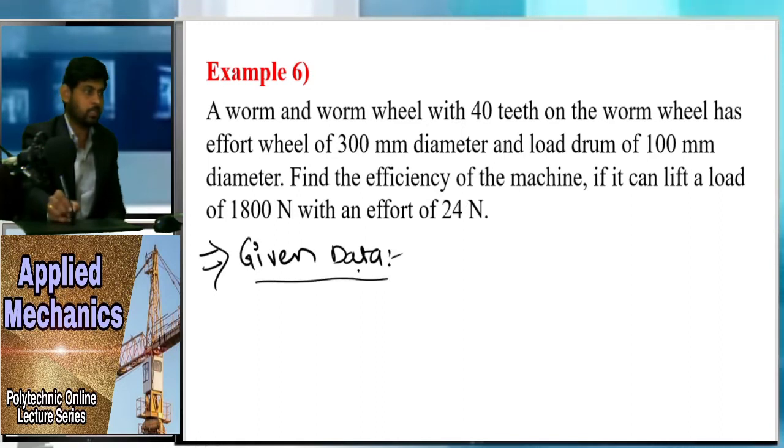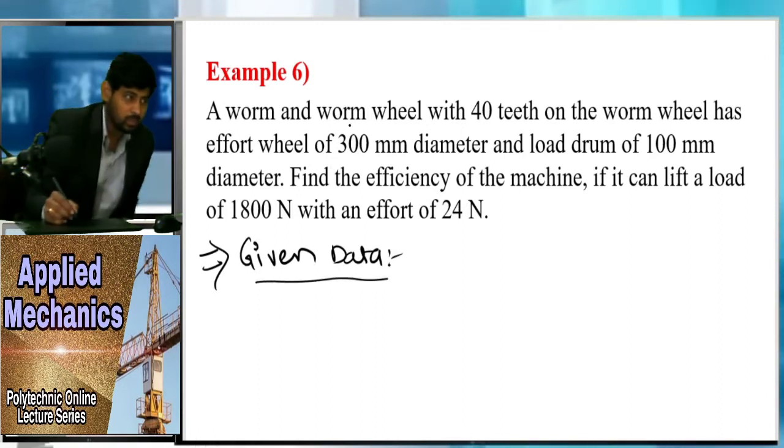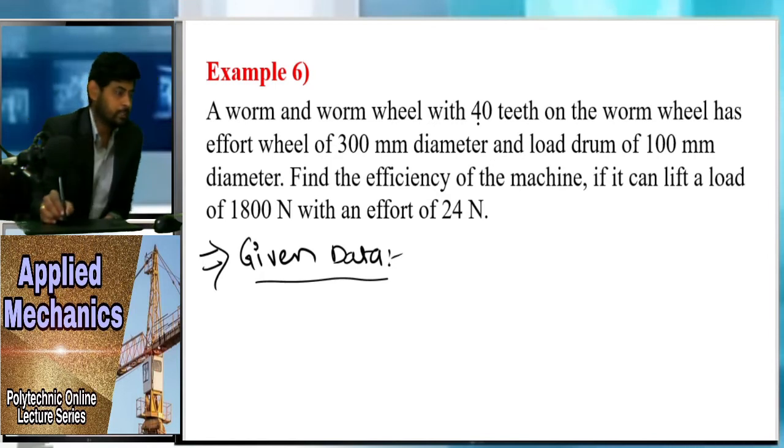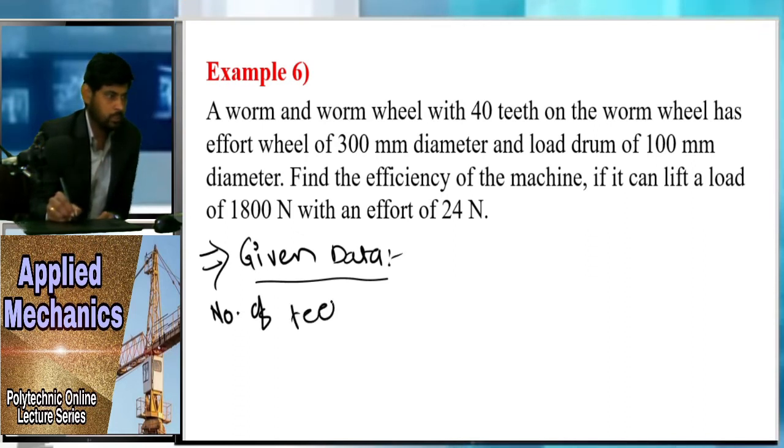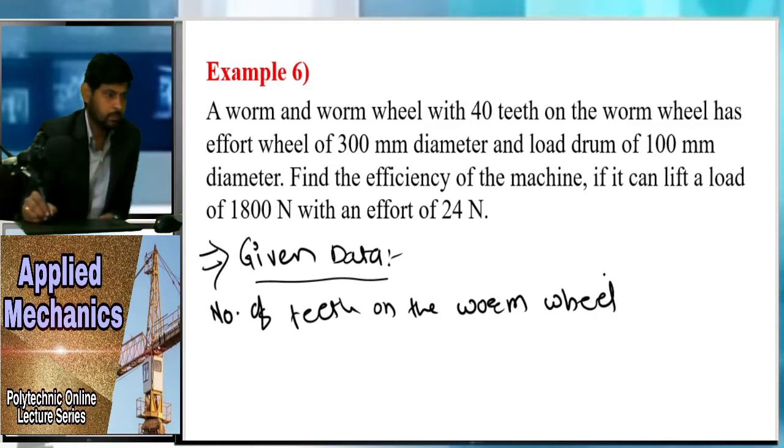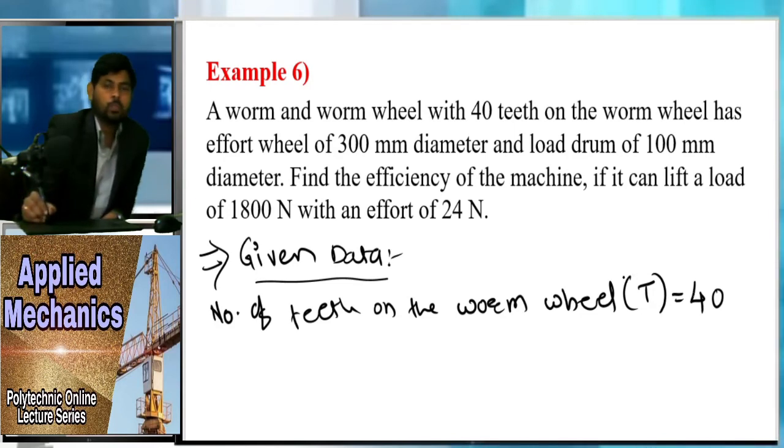So you can see here the given data. Worm and worm wheel with 40 teeth. So the number of teeth of the worm wheel which is given to us is 40. So first you have to write down here the number of teeth on the worm wheel, that is nothing but capital T is equal to 40. So the number of teeth is given to us.